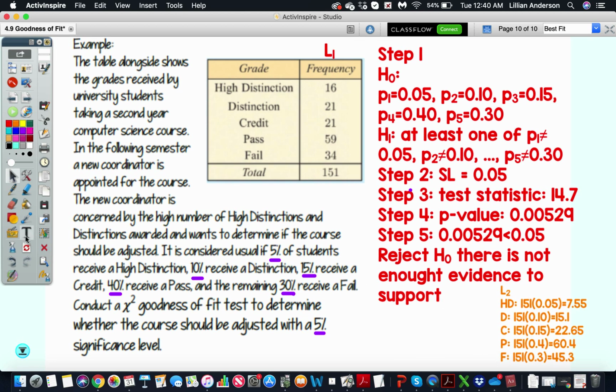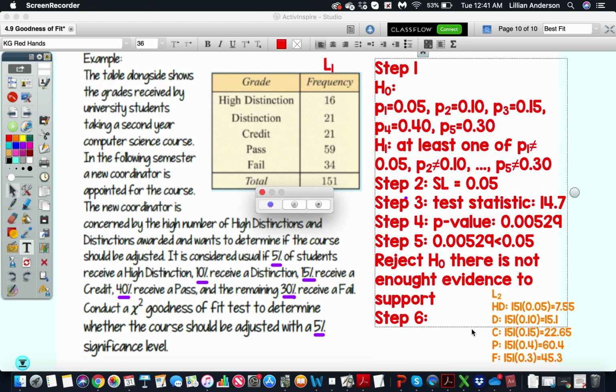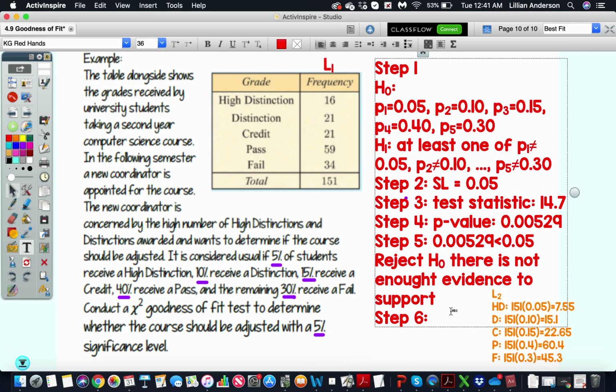So then for step 6, in context of the problem, what does that mean? Well, since we have rejected the null hypothesis, that basically means the null hypothesis, which was that the grades are balanced, is rejected. We are going to conclude that the course should be adjusted.